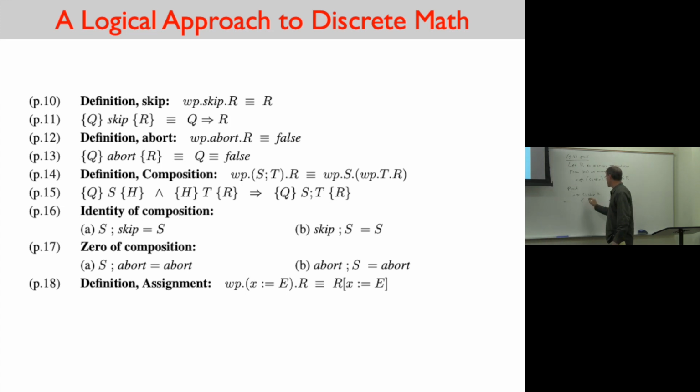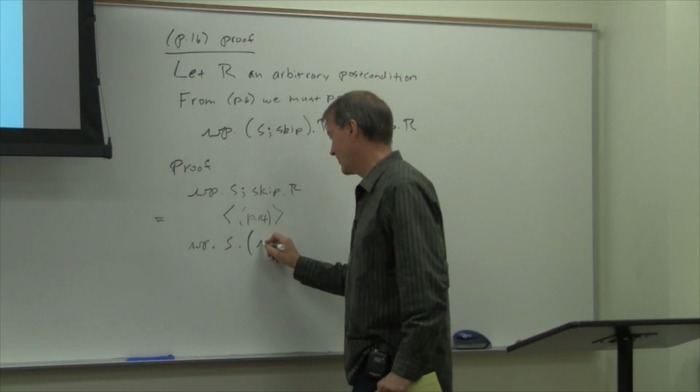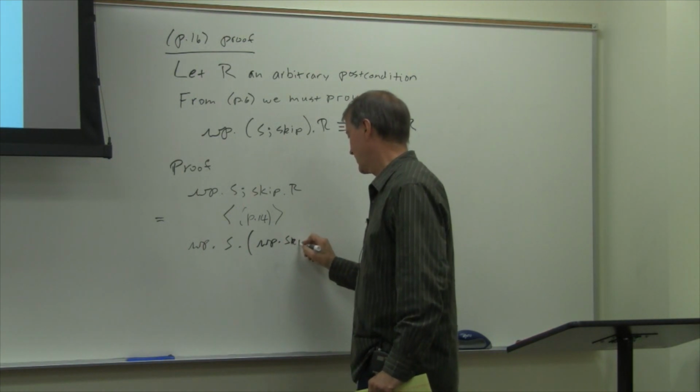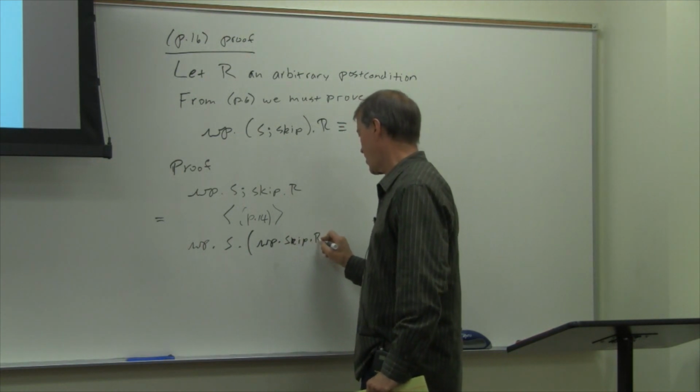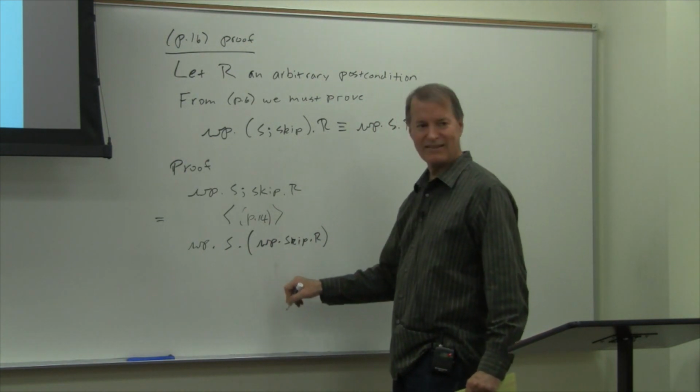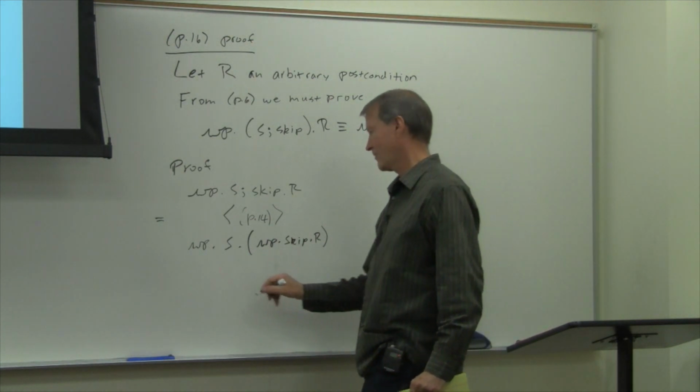So by P.14, what does P.14 say? Weakest precondition WP dot S dot (WP dot skip dot R). Let's put this in parentheses just for emphasis. Do you have to put it in the parentheses there? Yeah, you actually should, because you've got a dot and a dot. I said put it for clarity. Okay, P.10.